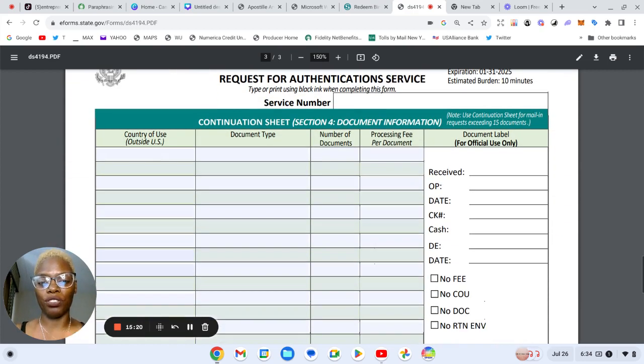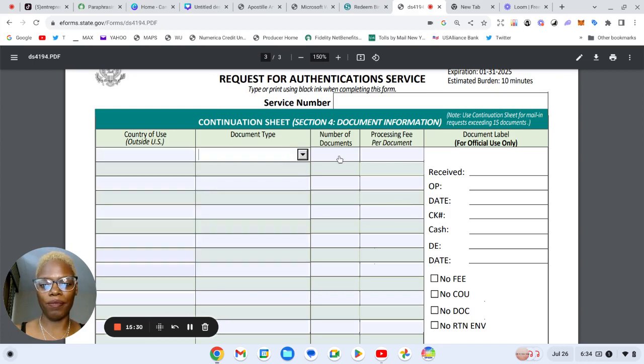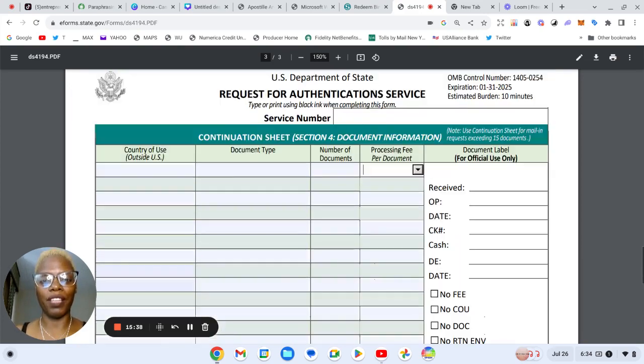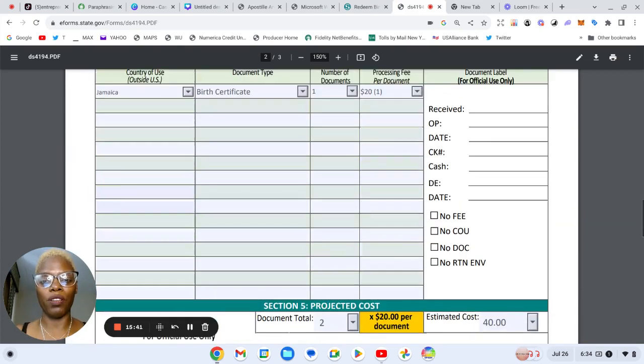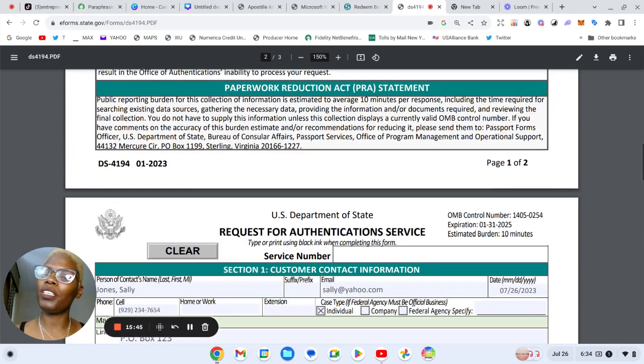Now this is an additional sheet. Let's say you have multiple documents that need to be authenticated. This is where you will put all the extra information here. Same thing. If you have more than one, they allow you to do, I think, 15. However, that is how we literally fill out the forms for both the federal level as well as your state level. Simple, easy process.